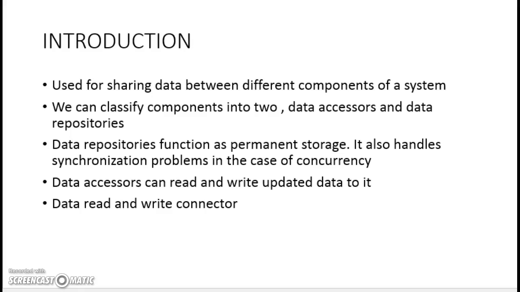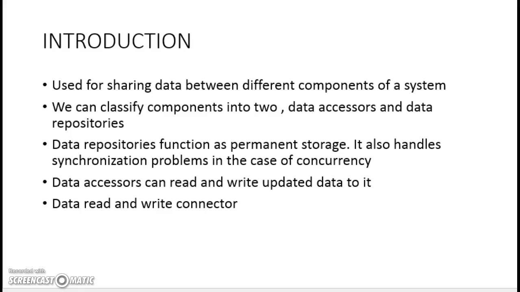They also handle synchronization problems in the case of concurrency. What synchronization problems mean is, since these data repositories are being accessed by several different accessors, they need to be sure that if a certain accessor comes in and modifies something, another accessor can see the changes. If, for example, another accessor does not see the changes in time, they might be modifying it in two different ways, which cannot actually occur, and that will cause undesirable consequences. So that is why it needs synchronization.